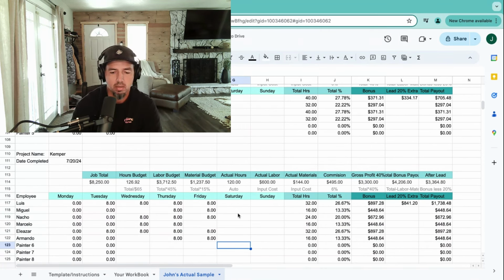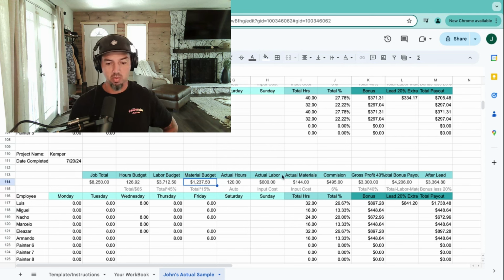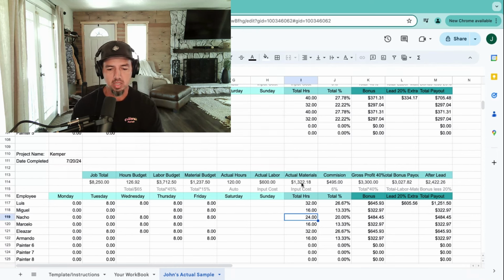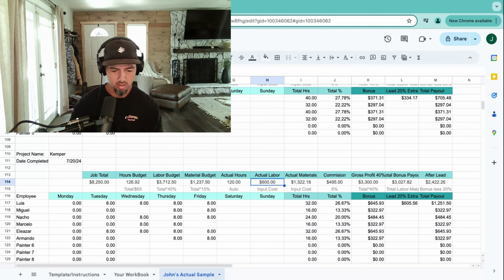All right, let's see. Okay, so we have $82.50, our total hours budget, 126.92. Our actual hours are 120. Materials budget was $12.37. We went over on that. Actual materials were $13.22. Okay, so we went over on our materials budget. Our labor cost came in a little bit under.